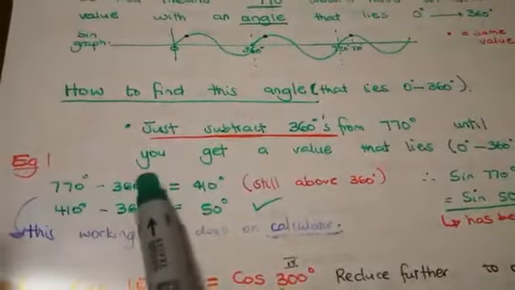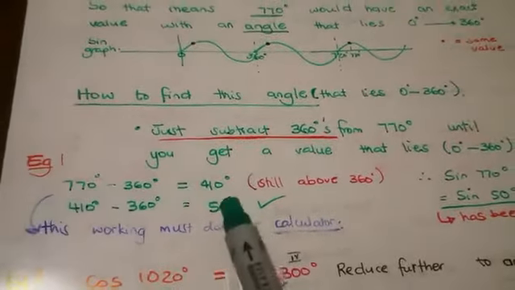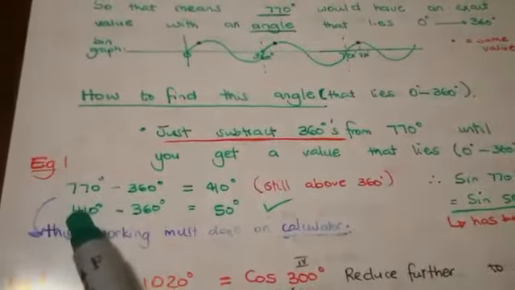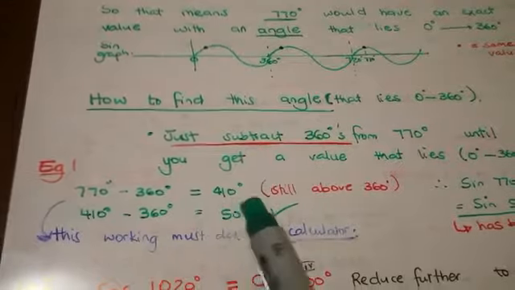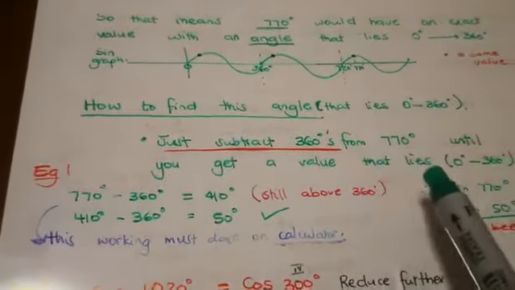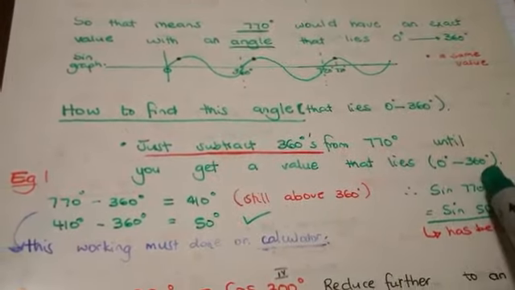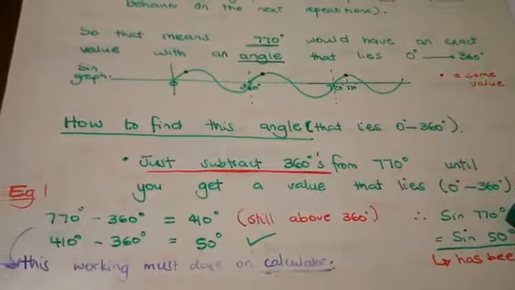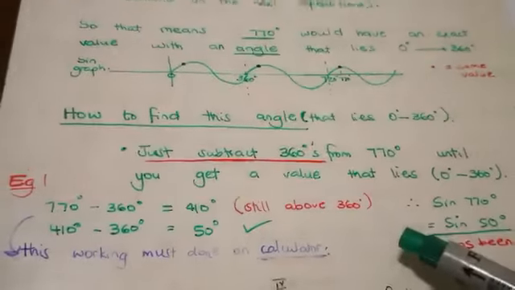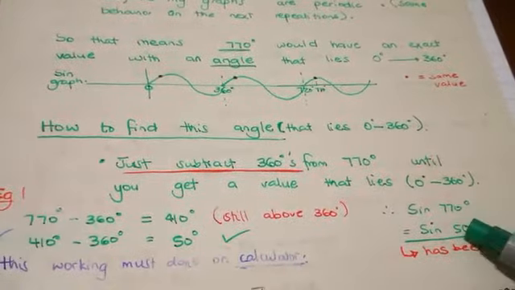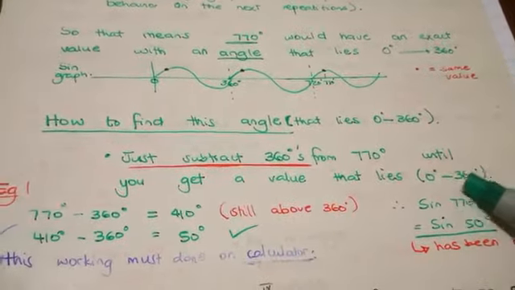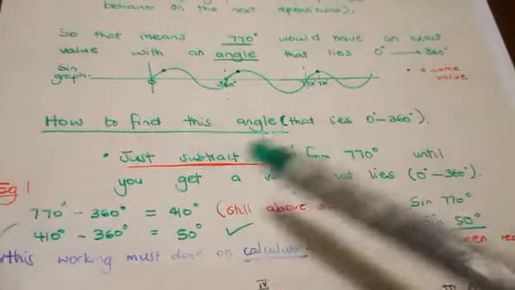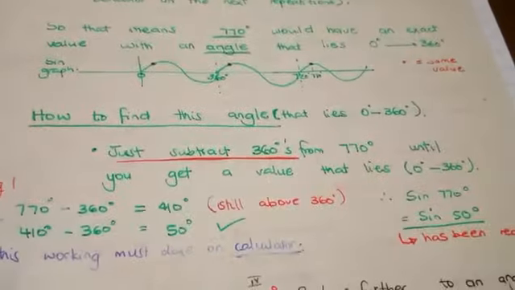So we have 770. I've subtracted the first 360 and got 410. This is still above 360. Then I said 410 minus 360, and I got 50. Now 50 lies between 0 and 360. So that means sine 770 gives me a value that is exactly the same as sine 50. So I have now reduced 770 to 50, an angle that lies between 0 and 360 degrees.